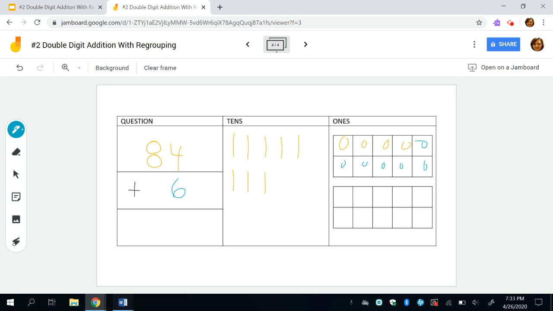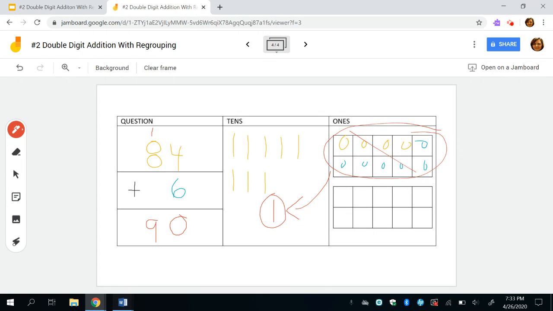So let's see, do we have a group of 10 ones? That's right, we do. So we need to take those and we need to regroup them into one group of 10. And remember, we need to show that there is one more 10, so we write out a number 1 over the tens column. So now, how many ones do we have? Right, we have 0. How many tens do we have? 1, 2, 3, 4, 5, 6, 7, 8, 9.